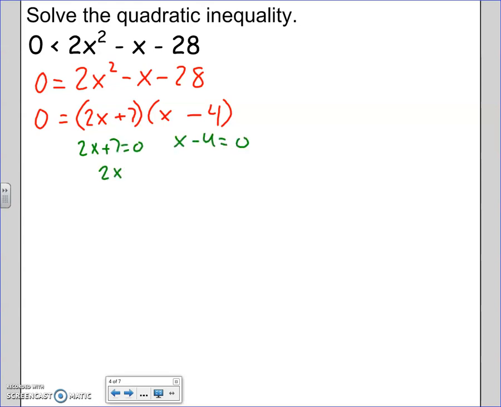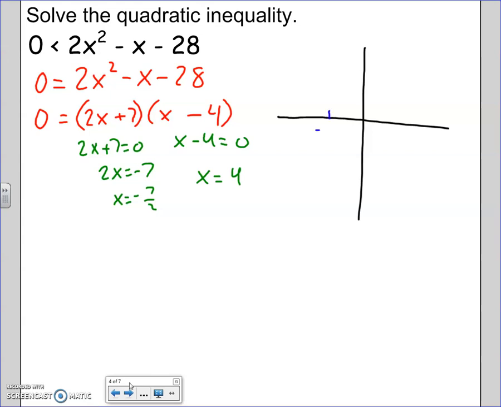I'm going to subtract 7, divide by 2. This one I'm going to add 4. I found my roots. So now I'm going to graph my picture. I know there's the x-intercept at negative 7 over 2. Negative 7 over 2 is somewhere over here. Then at positive 4.